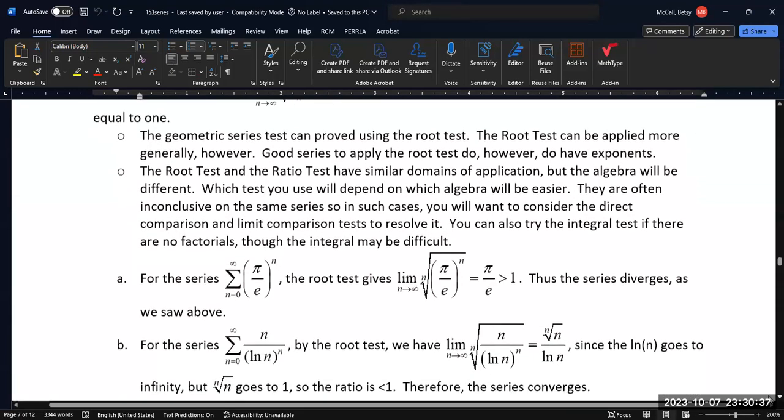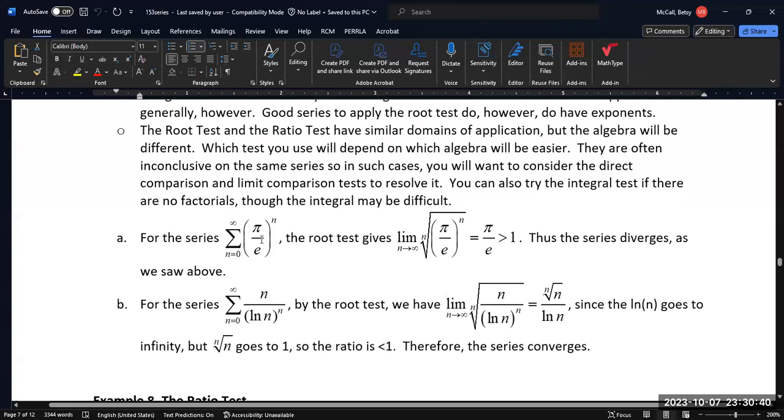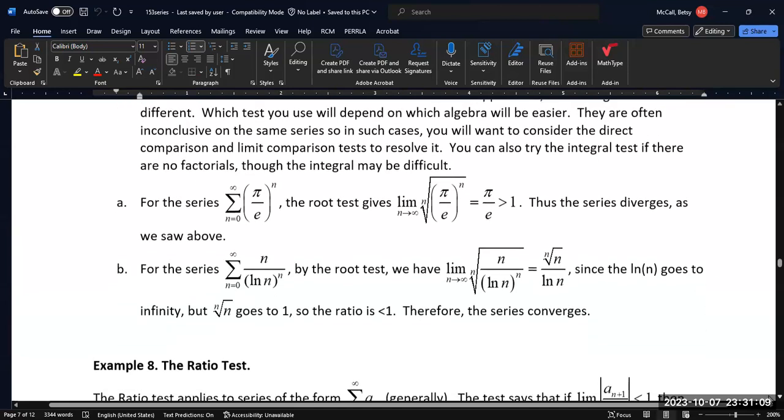All right, so let's look at an example. We did this particular first one with the geometric series test, but the root test tells us the same thing. If I take this expression for each of my terms in my sum, and I take the nth root of it, the nth root and the nth power will cancel. Pi is bigger than e, and therefore this limit will be greater than 1, and therefore the series diverges. And this confirms what we saw with the geometric series test in a prior video.